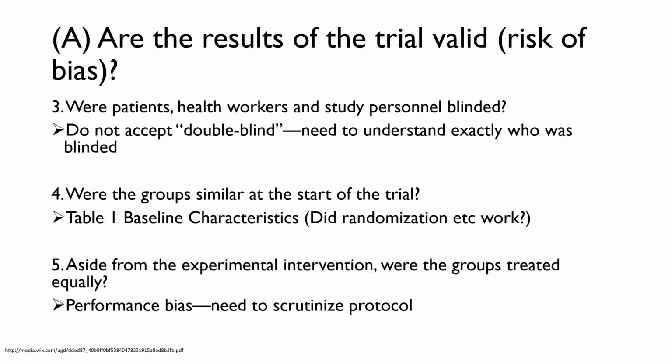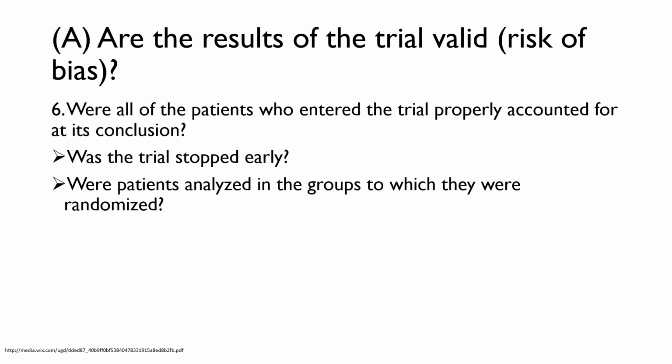Then you ask yourself, were patients, health workers, study personnel blinded? You need to understand exactly who was blinded. What did the table 1 look like? Did randomization work? Aside from the experimental intervention, were the groups treated equally? A good study will have a protocol that will tell you exactly how many interactions the study participants had in the intervention group and the control group, how many times they met with study staff, what they had done. And then were all of the patients who entered the trial properly accounted for at its conclusion? This is about stopping the trial early and about intention to treat versus per protocol.